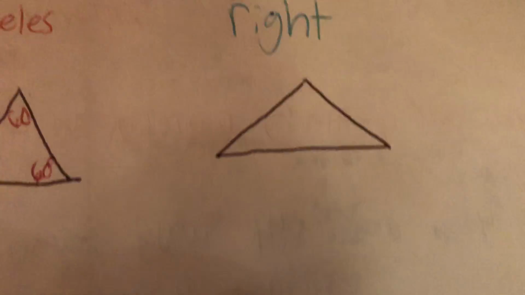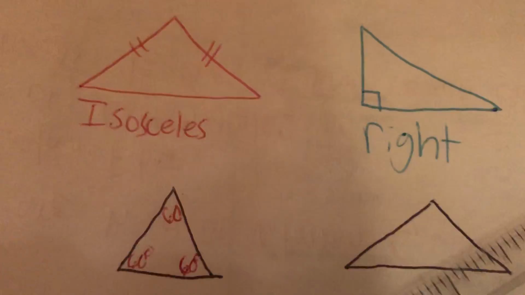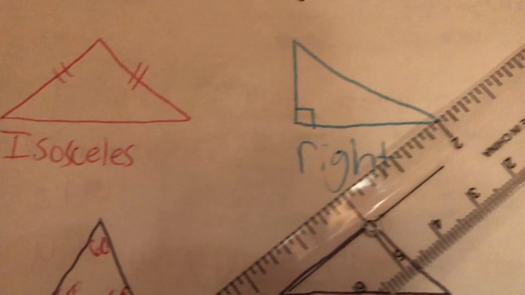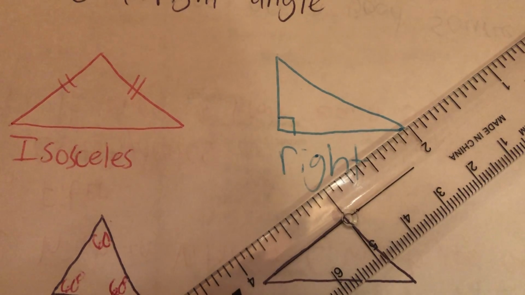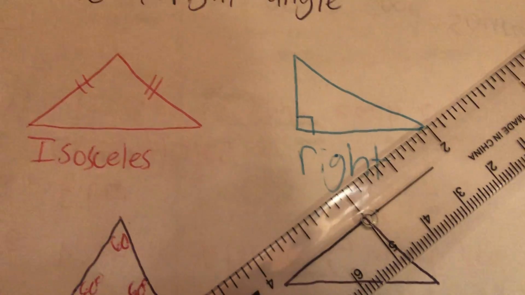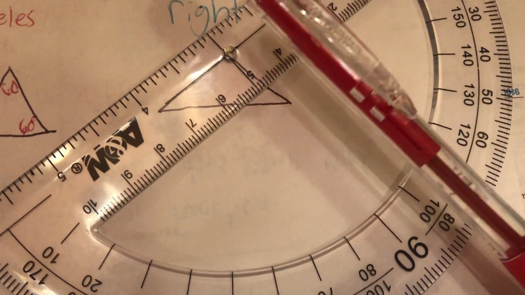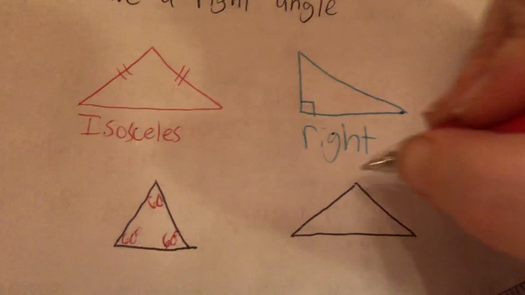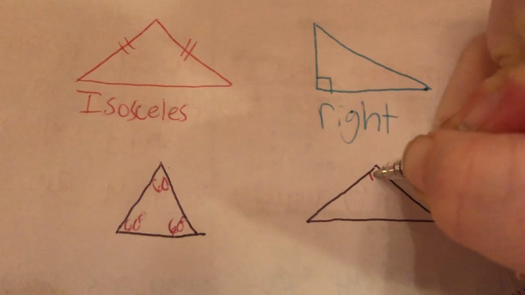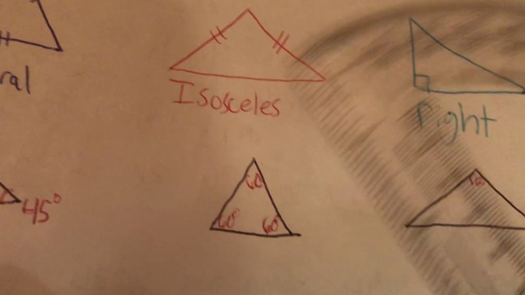It looks kind of like a right angle, but there's no box, so let's measure it to see whether it truly is or not. So I'm going to line up like I'm supposed to. I'm going to follow, extend the line, and that's going to get me to 100 degrees. So this is almost a right angle, but it's 100, not 90.